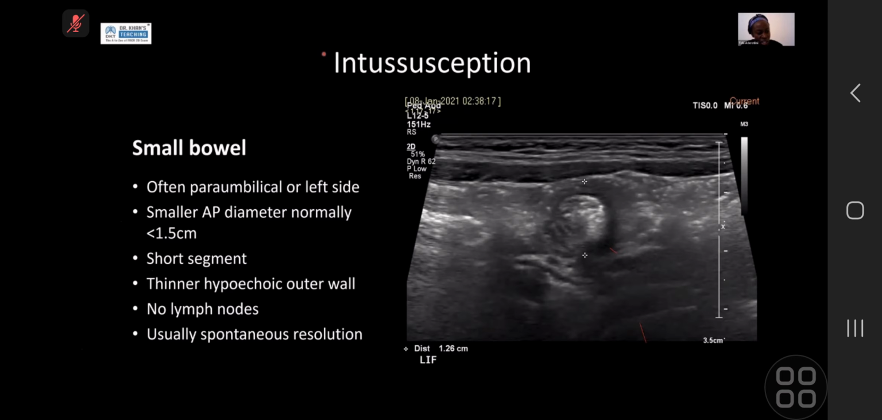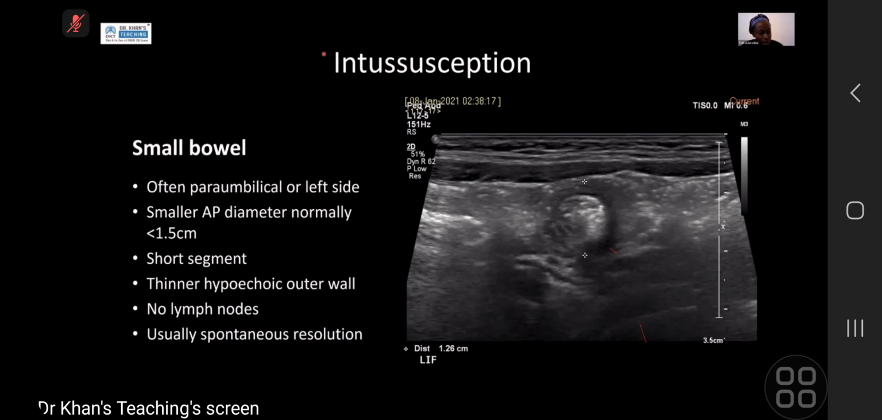What we can also see is a small bowel, so ileo-ileal intussusception. And these can present in a similar way with colicky abdominal pain, child drawing up their knees, but they don't tend to present with the PR bleeding, so with the jelly-like stools that you see.